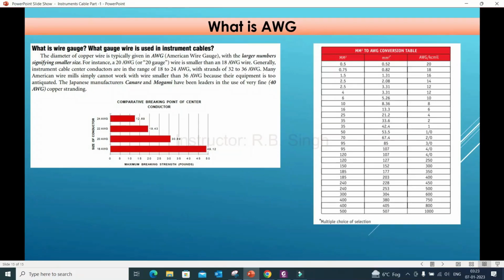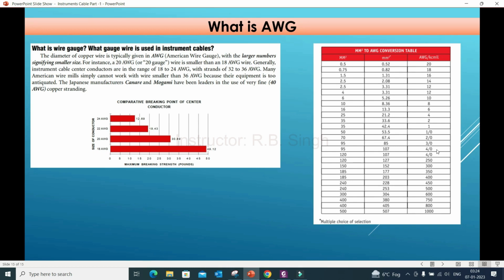There is a general question asked every time about the AWG. What is the AWG? What is the meaning of it and what is the use of it? So basically AWG is known as American wire gauge. Basically this denotes the cable conductor size. The larger the number of the AWG, the smaller the conductor size. In other words, if the AWG is smaller, then the conductor size is bigger.